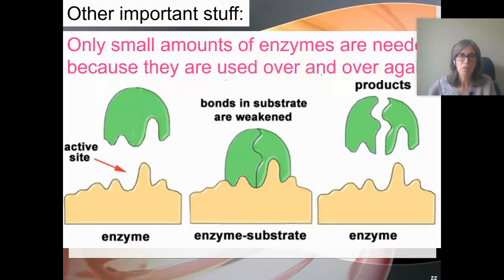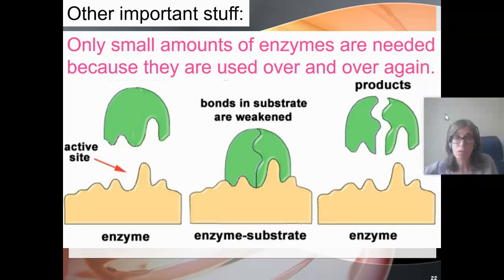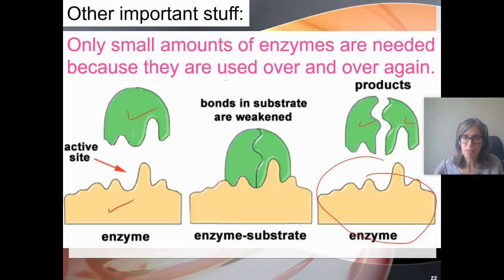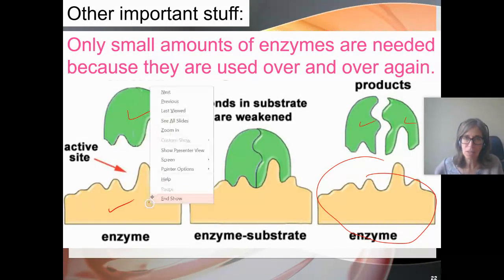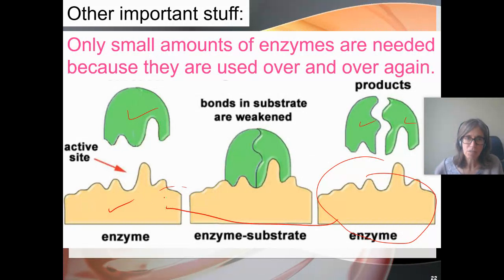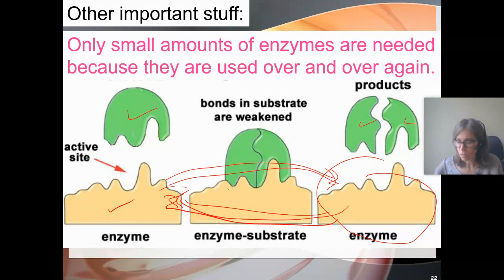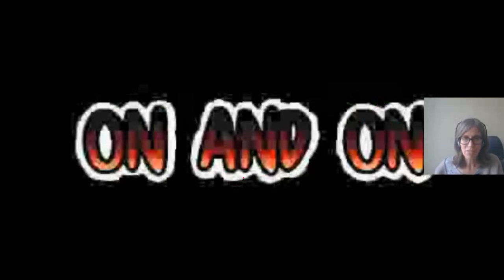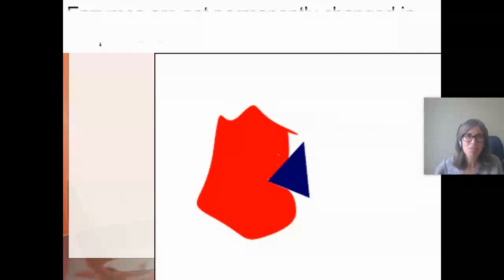Okay, other important stuff. Only small amounts of enzymes are needed because they're used over and over and over again. So here's an enzyme. Here's the substrate. They go together. In this case, it's catabolic because you're breaking one molecule down into 2 smaller molecules. But notice that the enzyme at the end of all this looks just the same as it did in the beginning. So it can catalyze this reaction over and over and over again.